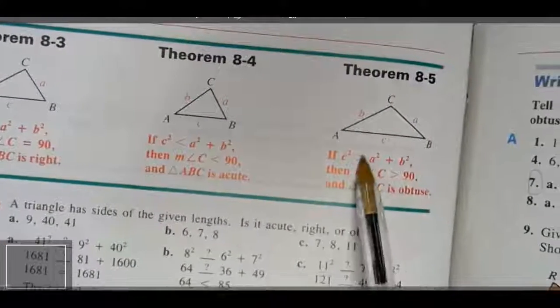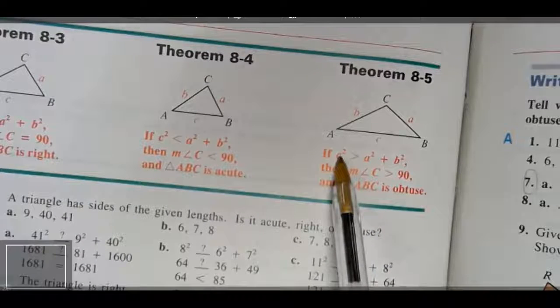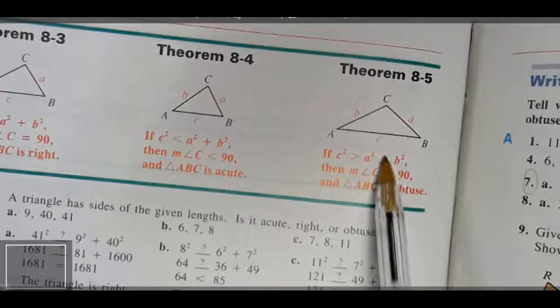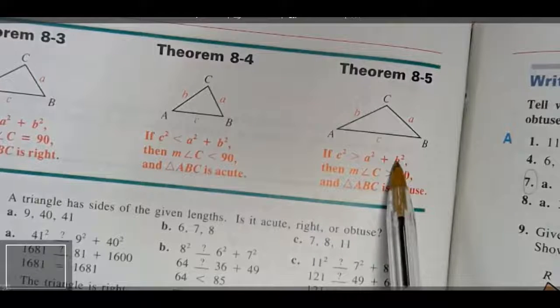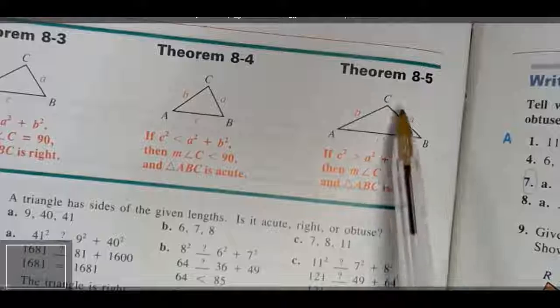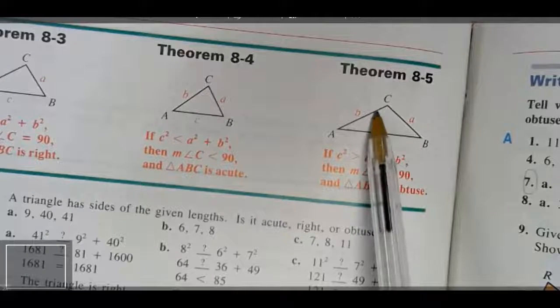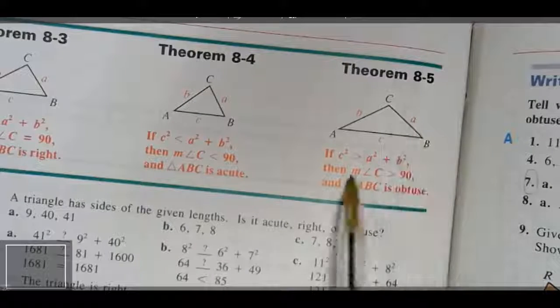On the other hand, if the square of C, the longest side, is greater than the sum of the squares of the other two, then that triangle is obtuse, and that obtuse angle is going to be at C. Okay, so those are the three cases.